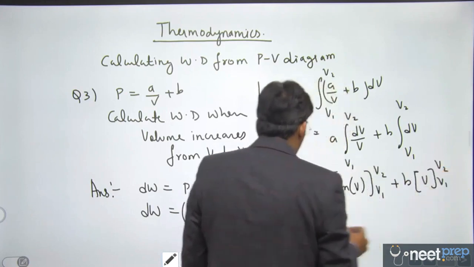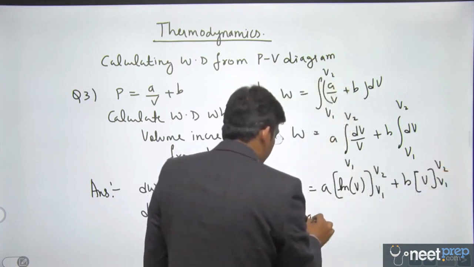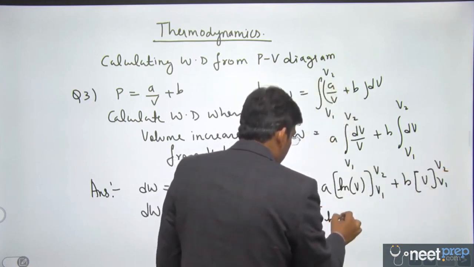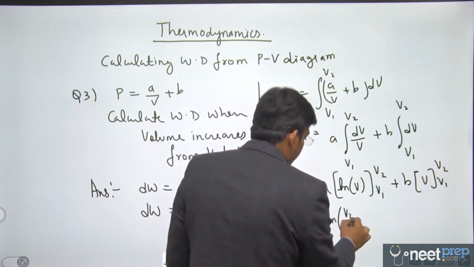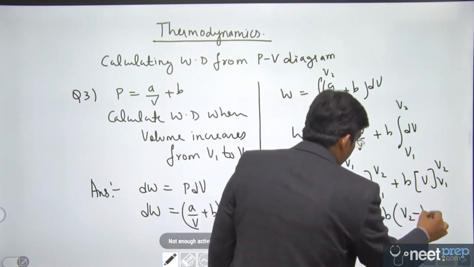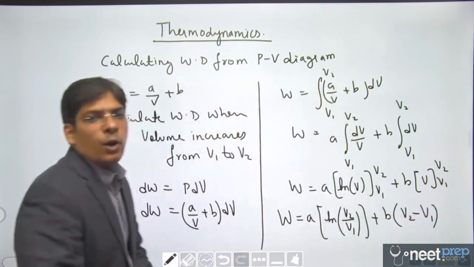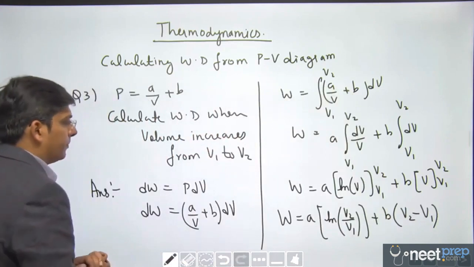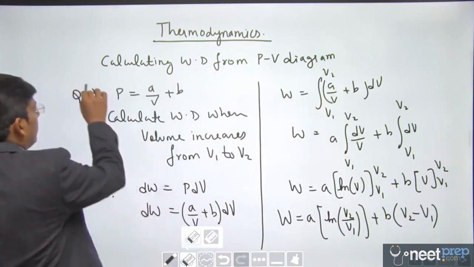See, this is A ln V2 minus ln V1, which is ln V2 by V1, plus B into, definitely, dear students, V2 minus V1. I hope this is clear to everyone now. This was simple integration.